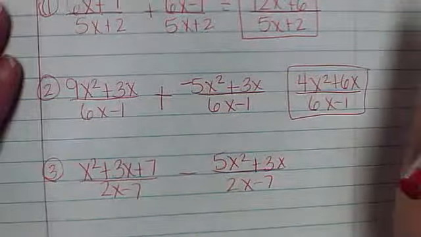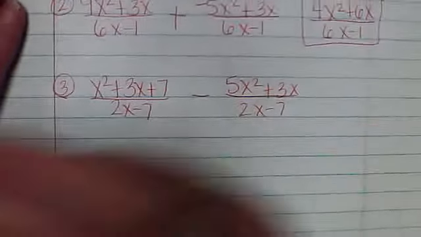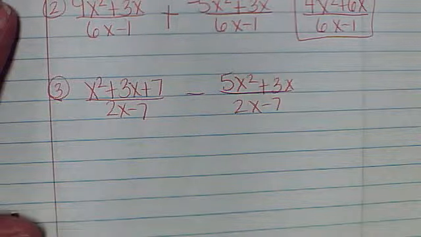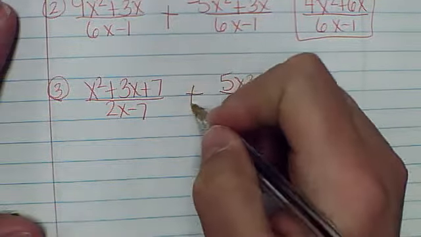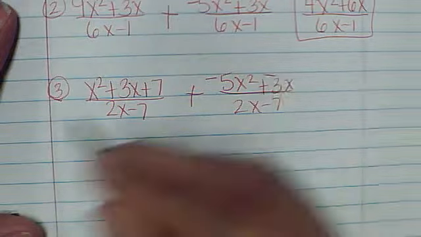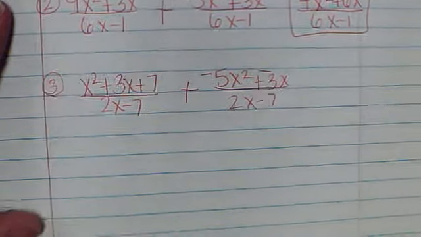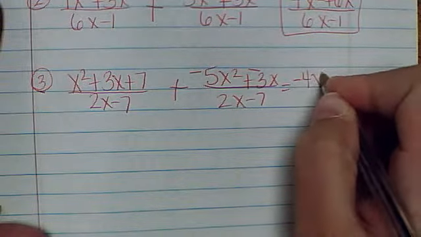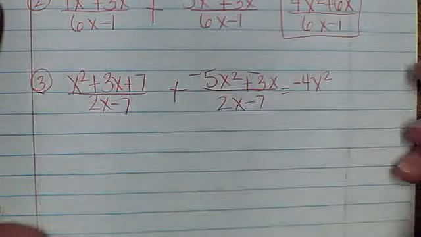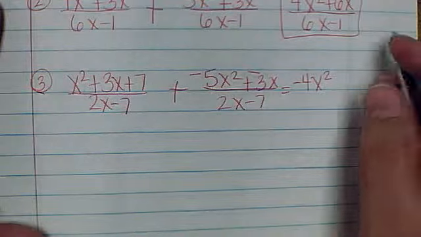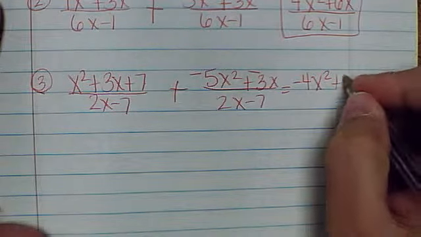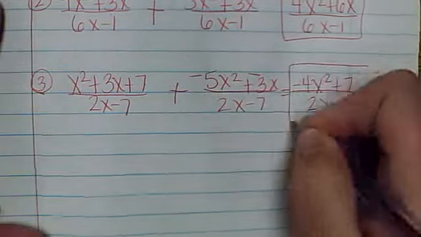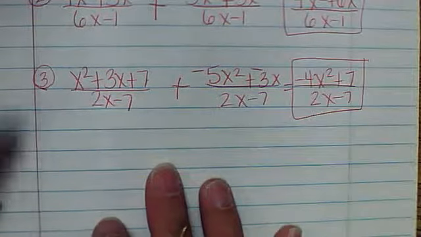x squared plus 3x plus 7 over 2x minus 7 minus 5x squared plus 3x over 2x minus 7. So it's a subtraction problem, so I change. And then when I put my like terms together, x squared and negative 5x squared makes negative 4x squared. 3x and negative 3x, those cancel each other so we don't write anything. And then plus 7 over 2x minus 7. Okay.